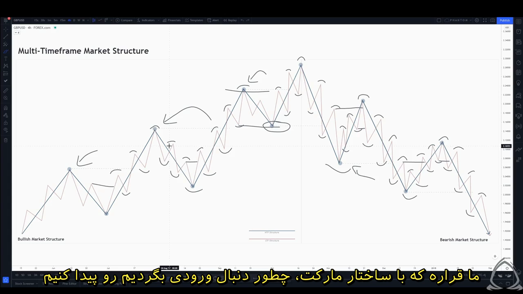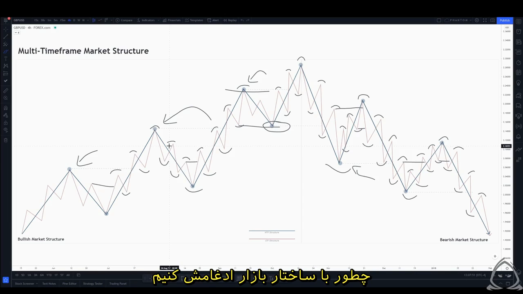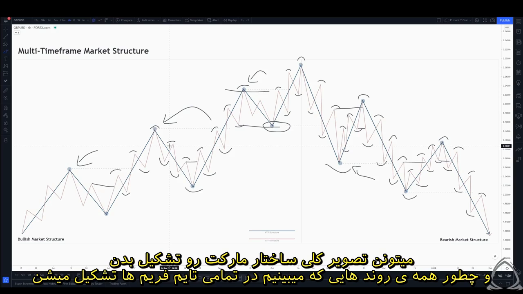We're going to tie in market structure with how we go about looking for entries. We're going to piece all of this stuff together, but the main thing is understanding supply and demand, how it integrates with market structure, and then now understanding how all of the different timeframes can build that overall picture of market structure and how all of the trends that we're seeing are being built on all time frames.